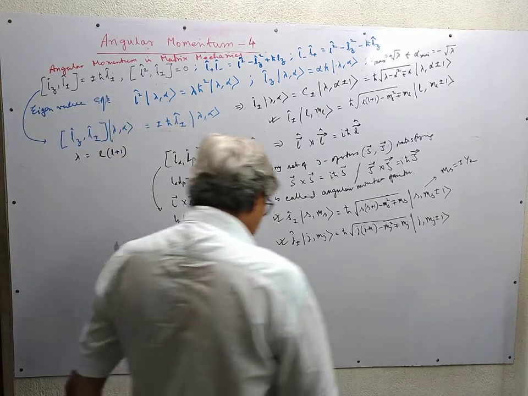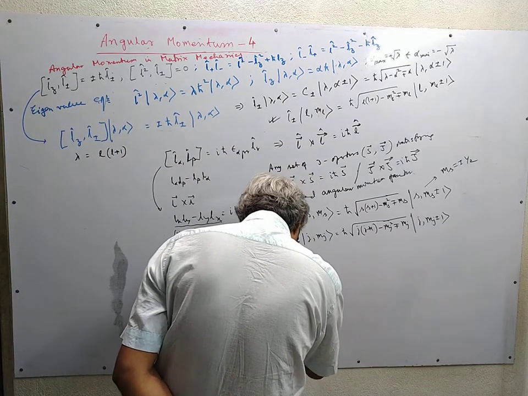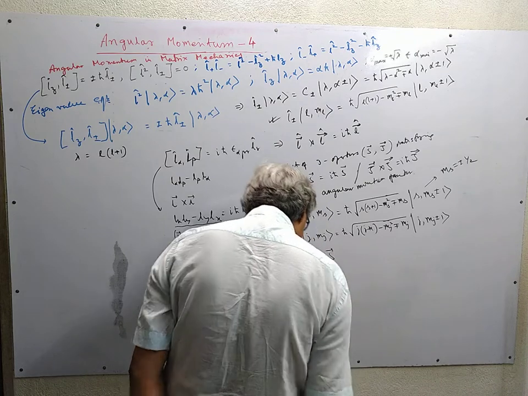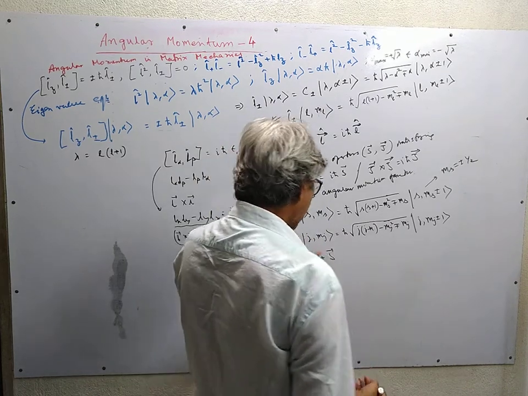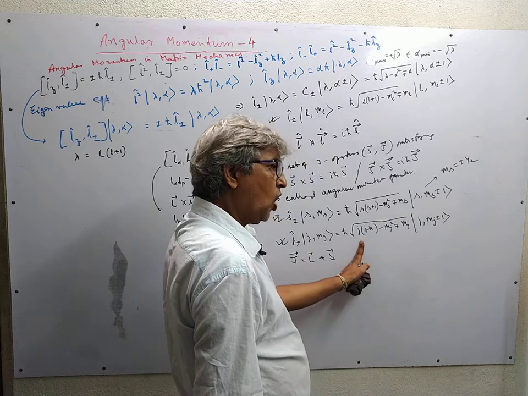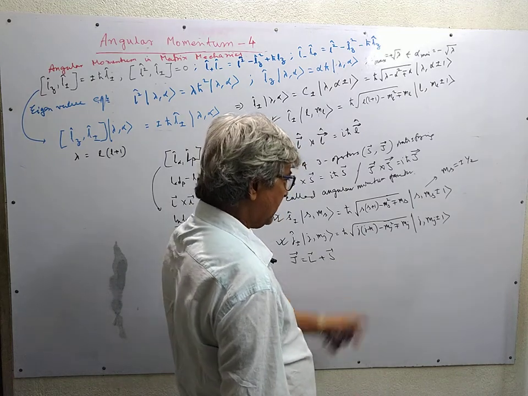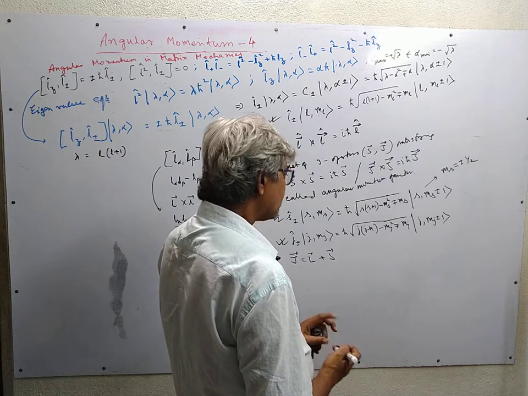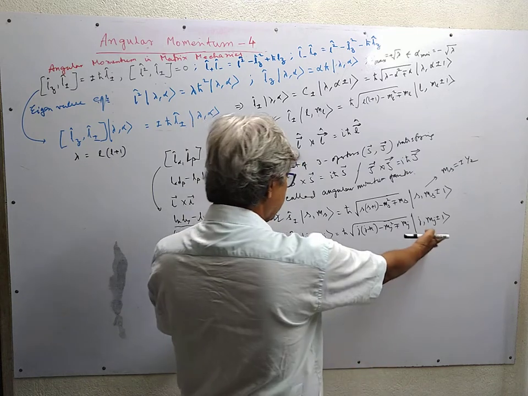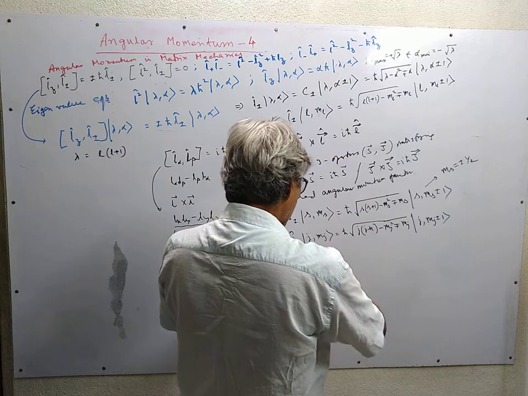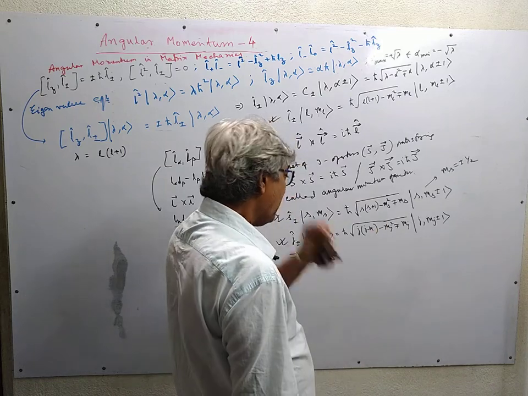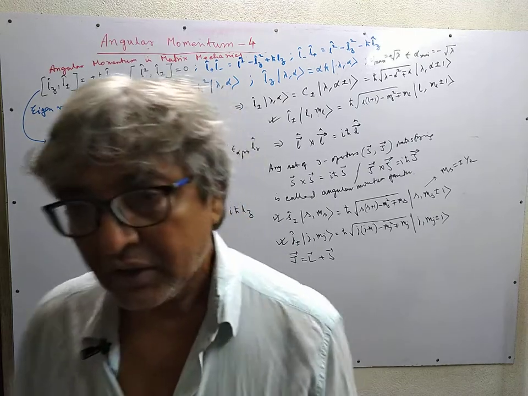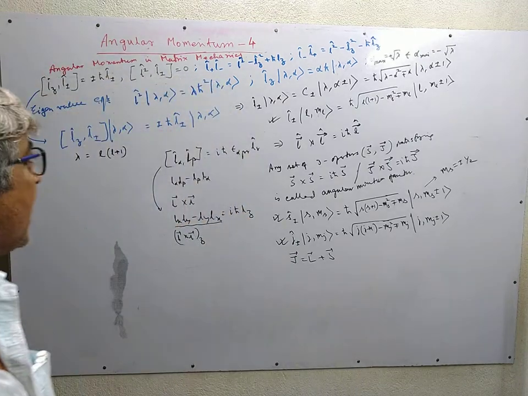So S will have half integral values, and in general this is called the total angular momentum. J is actually written as vector J is equal to vector L plus vector S, and J can have integral or half integral values depending on the number of fermions or bosons. For a bosonic system, J will have integral values. For a system comprising an odd number of fermions, J will have half integral values.